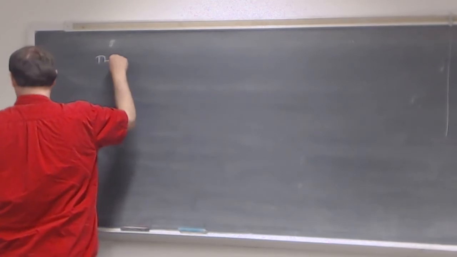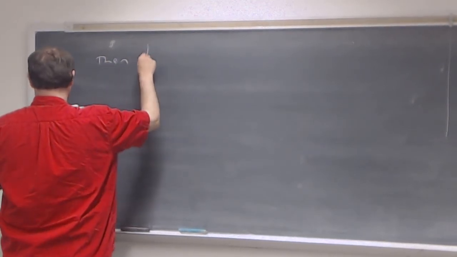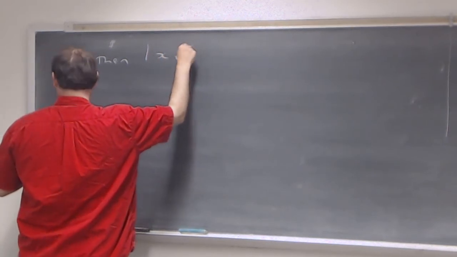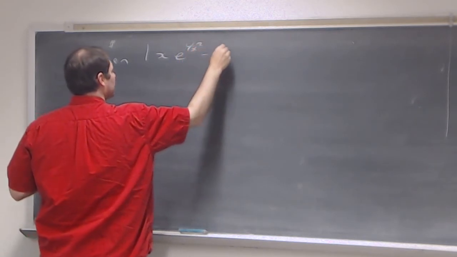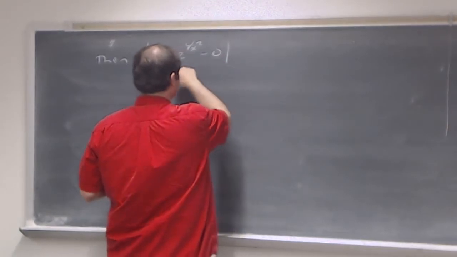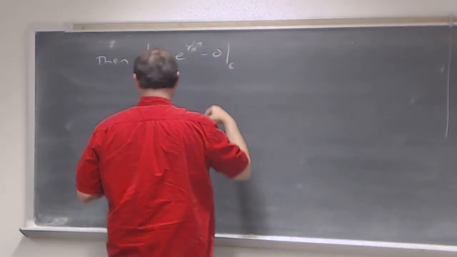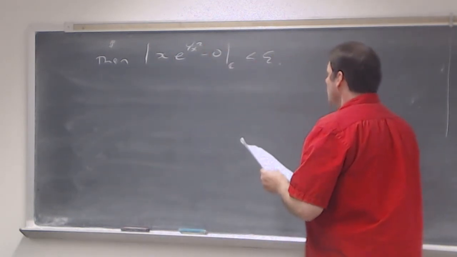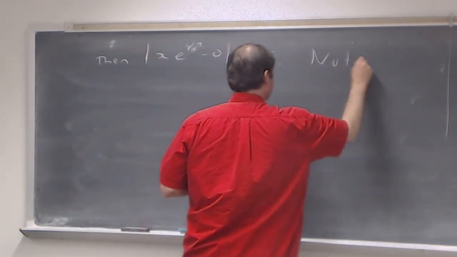Then the absolute value of x times e to the i over x squared minus 0, this absolute value, this is the metric, it's the distance between these in the complex plane, will be less than epsilon. That's what we want. So we want to make this thing less than epsilon.